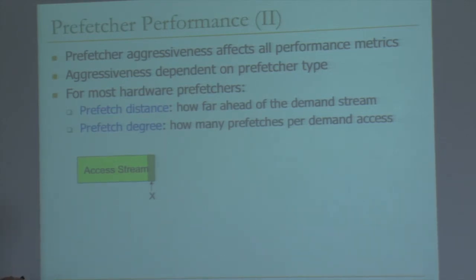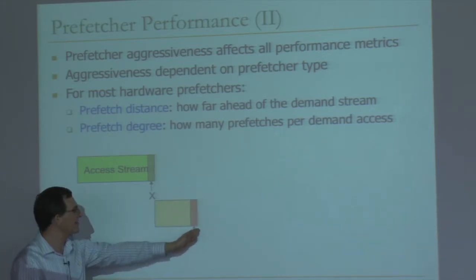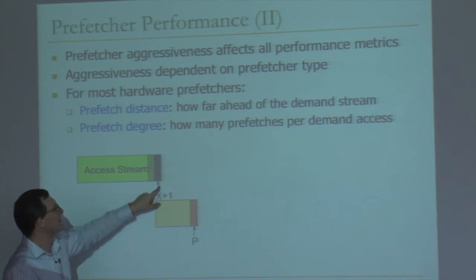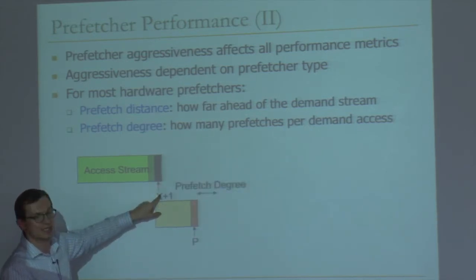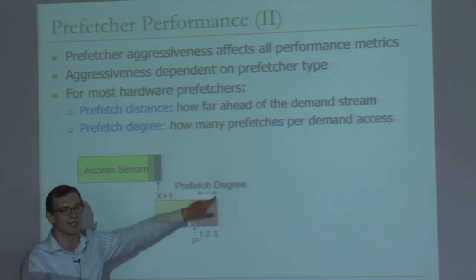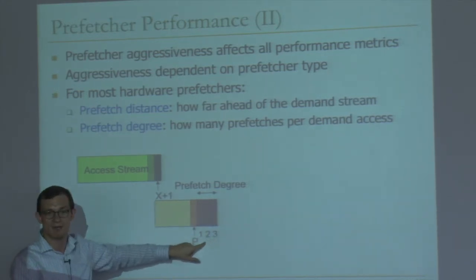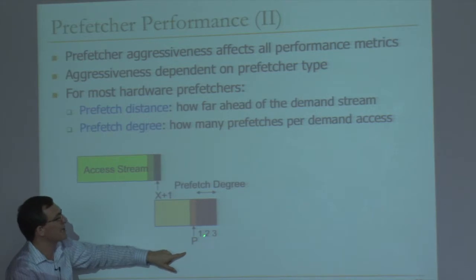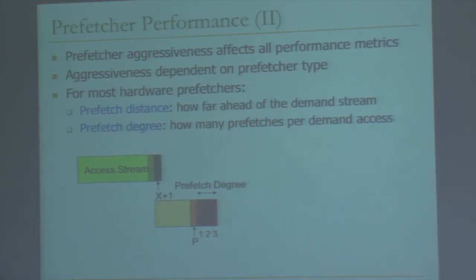Let's say the processor is accessing address X. Prefetcher is over here accessing address P, which is farther from X. Processor accesses address X plus 1. How many prefetches do you actually generate? Prefetch degree is that. In this case, you have a prefetcher that has a degree of 3, because it generates 3 prefetches after address P. Okay? And as you increase the prefetch degree, again, the prefetcher becomes more aggressive.